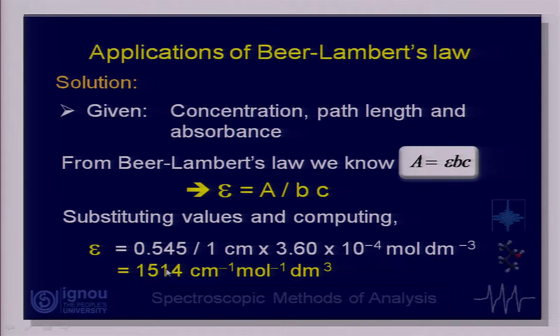What do I get is the following expression: 0.545, the absorbance given to me, 1 centimeter is the thickness, and this is the concentration given to me. I substitute them and solve it. I get the value as 1514 centimeter inverse mole inverse decimeter cube. So, that is the molar absorptivity of the compound X. Very, very simple application of the formula. Let us take one more simple problem.